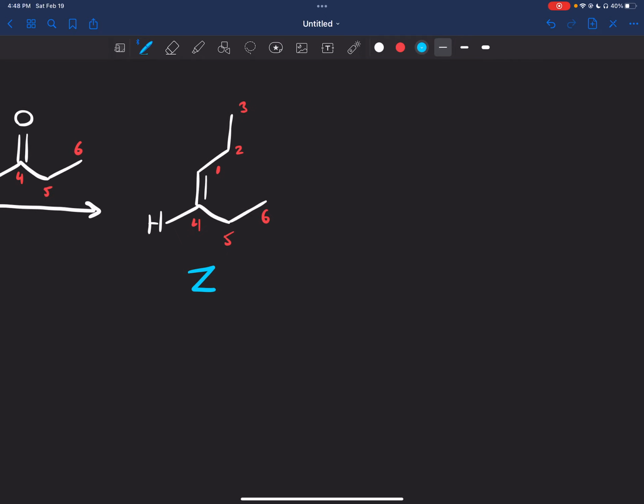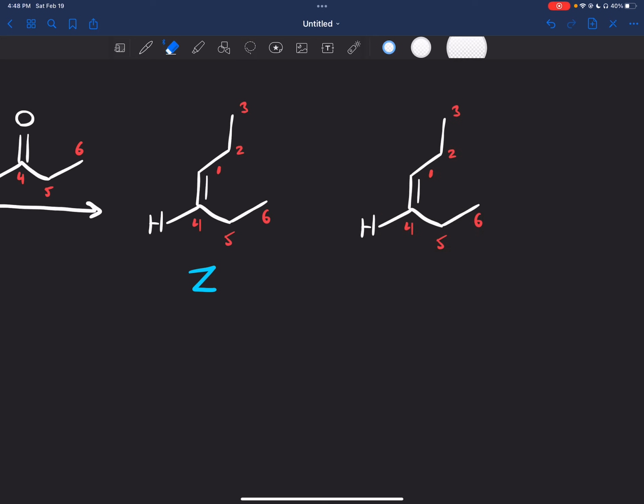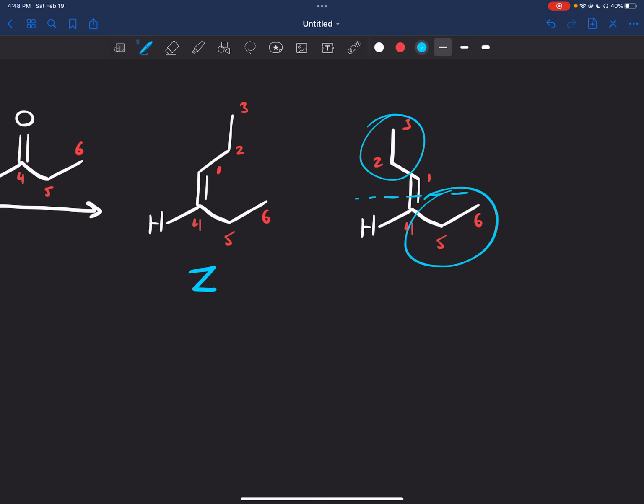I could have just as easily done it the other way. So I could have just as easily made it so that 1 was here and went this way. In this case, when we cut it in half, the two groups are on opposite sides, making that the E isomer.